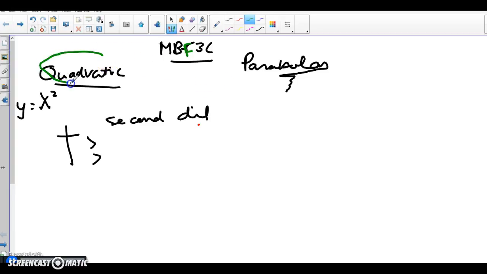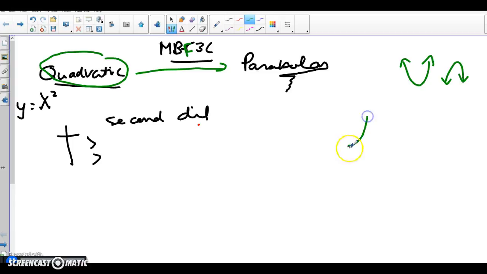So quadratic relationships are the ones that make parabolas. So we know parabolas look like this or like this. They either open up or they open down. So a quick review on this thing. Here's your parabola. You have a parabola with a vertex. So the low point or the high point, depending on which way it's opening, is called the vertex.